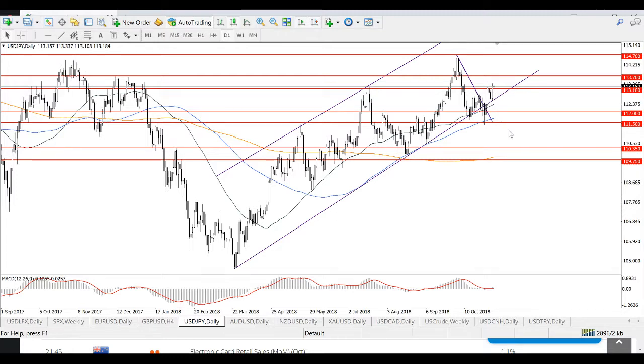114.70. Support in case of the market's worries on the US midterm elections will lie around the moving averages, which are at 112.30 and 111.70. So these are the lines which used to provide support for these currency pairs during the previous months. So these lines can support the US dollar versus the Japanese yen one more time.